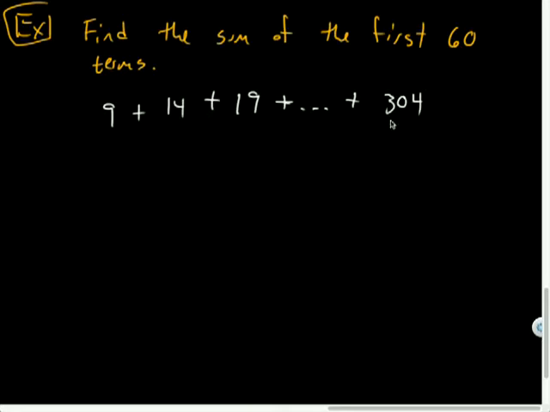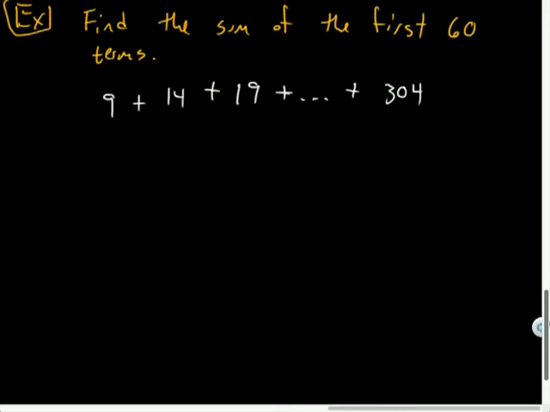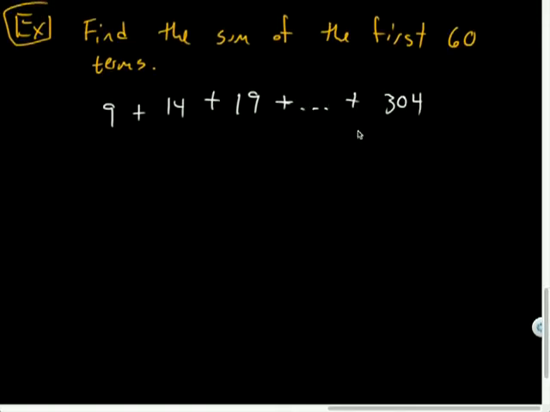Excellent. Good news. So to find the sum of this list, what do I need? S sub 60 is going to equal, what facts do I know? I know the first term. How do you know 304 is the last? They gave it to us. You know that A1 is 9. A sub 60 is 304.